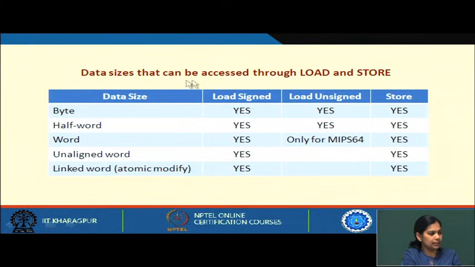Let us see the data sizes that can be accessed through load and store. These are the data sizes that can be accessed through load and store, but for load unsigned you can only use byte and half word, and the word can be done only for MIPS 64, and store can be done for all.